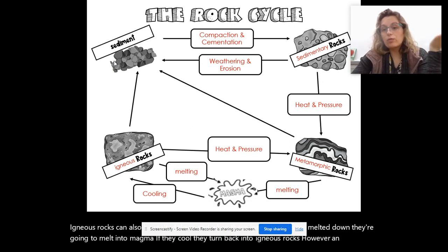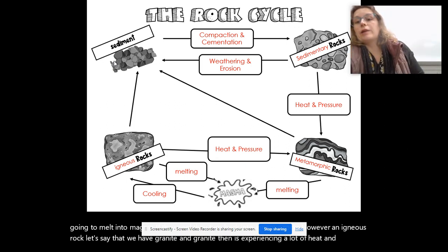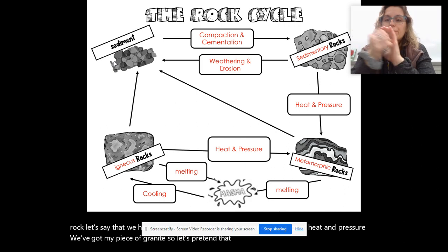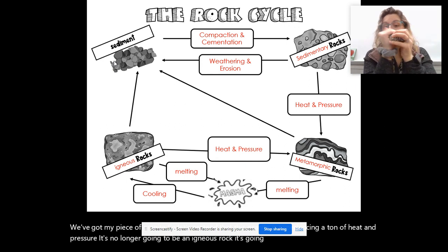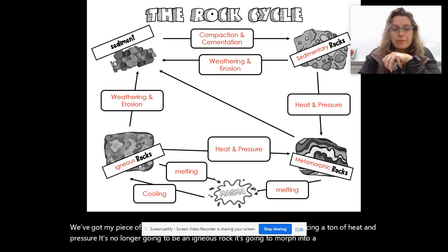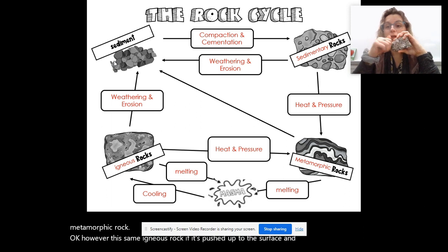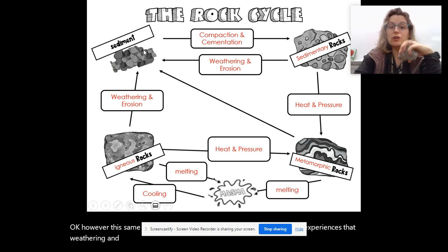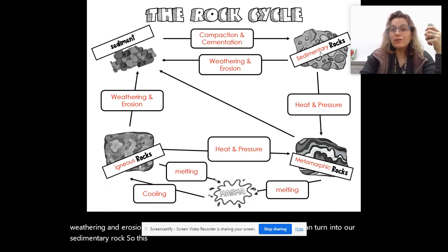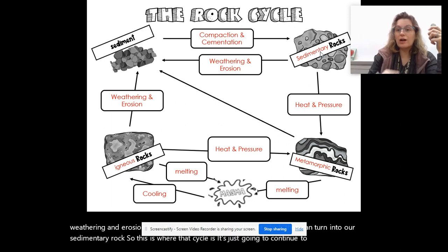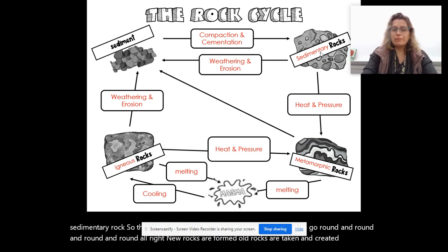However, let's say that we have granite, an igneous rock, and granite is experiencing a lot of heat and pressure. Let me get my piece of granite. So let's pretend that this granite is experiencing a ton of heat and pressure. It's no longer going to be an igneous rock. It's going to morph into a metamorphic rock. However, this same igneous rock, if it's pushed up to the surface and experiences weathering and erosion, is going to turn into sediment, which then can turn into our sedimentary rock. So this is where that cycle is. It's just going to continue to go round and round. New rocks are formed, old rocks are taken and created, creating something new.